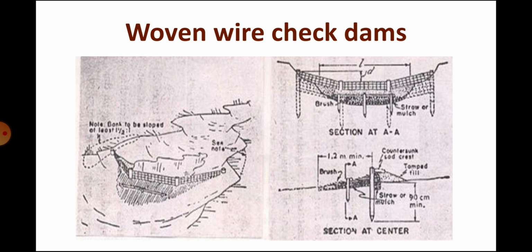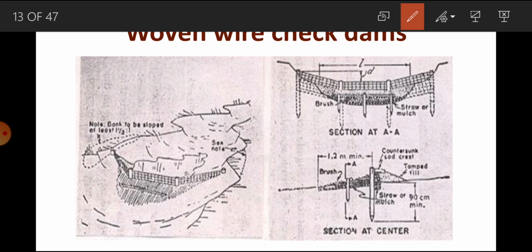See, this is the woven wire. You can see it's a net kind of. Okay, so once you install this woven wire across the gully bed, what will happen? It will restrict the flow of runoff, as well as there's a possibility that water and deposition may flow through the mesh of the wires.